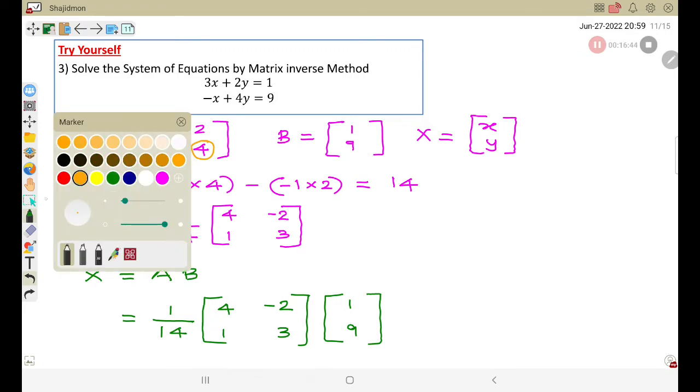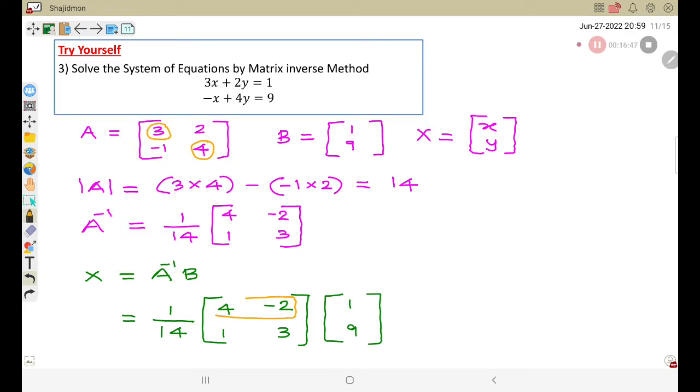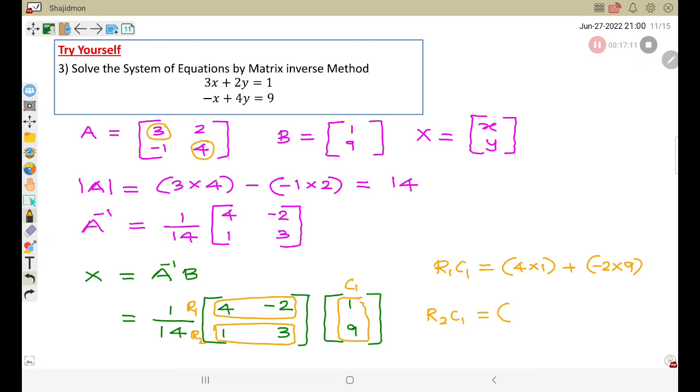So as I told you, we can multiply this row. This is the first row, this is the second row, with this column number 1. So first row with column number 1: 4 multiply 1 plus -2 multiply 9. Then you can check R2C1, second row with column number 1: second row 1 multiply 1 plus 3 multiply 9. You can check what number we are getting.